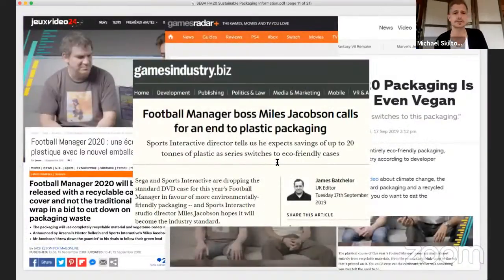Here we have a collection of different kinds of generations of interest and hype, and the media has taken some of the stuff that Football Manager has done, talking about Miles Jacobson calling for an end to plastic packaging, okay? Talking about Football Manager 2020 will be released with a recyclable case cover, okay? Not the traditional way of doing things, trying new things.